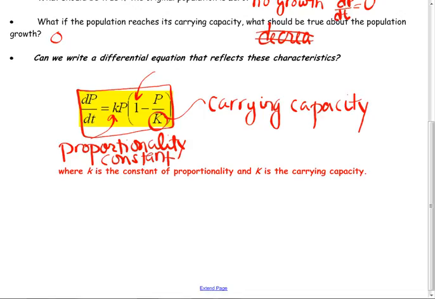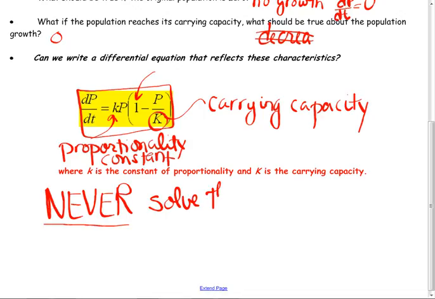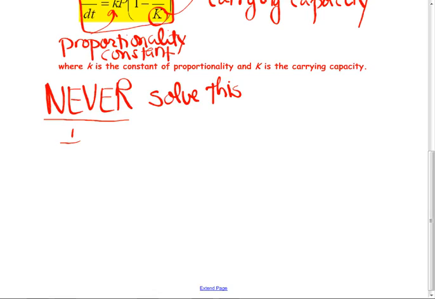Will we ever solve this? Okay, I'm going to write that. Never. So if they ask you to solve a differential equation, it is not logistic. We never solve this. We don't have to know. I'll give you what the function is. We don't have to know it. To integrate this, I would have dP over P times 1 minus P over K equal to little k dt. I leave whatever I can on the right. That's just my way of doing this.